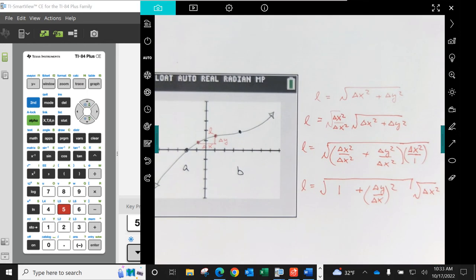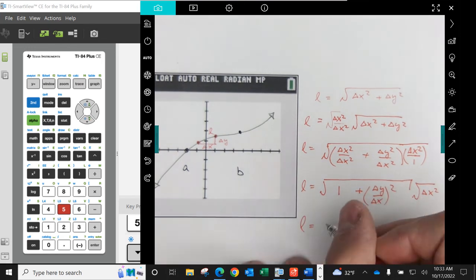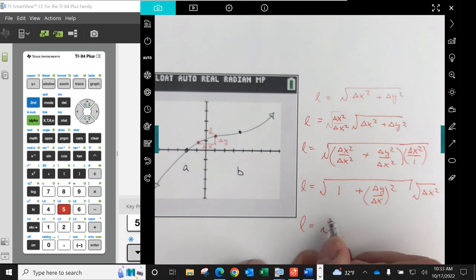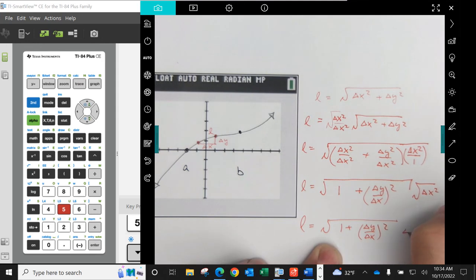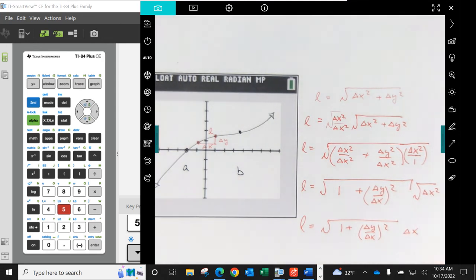So it's starting to shape up like this. Now what we'll notice is we have a change in y over a change in x, and it's squared, and then we have the square root. So this is going to just simplify to the change in x, because I have the square root of the change in x squared. There we go.